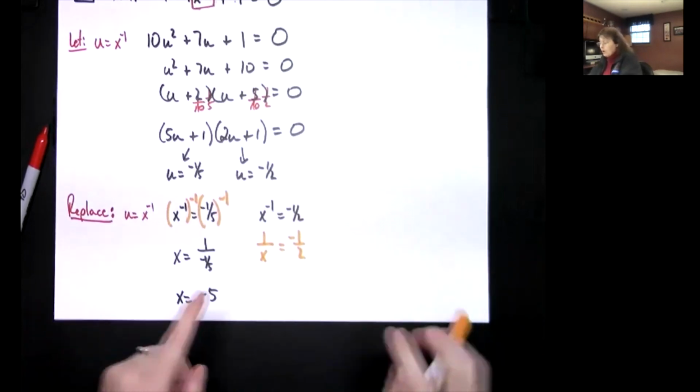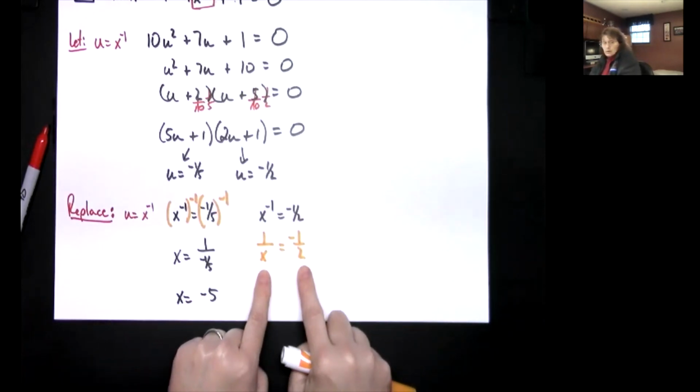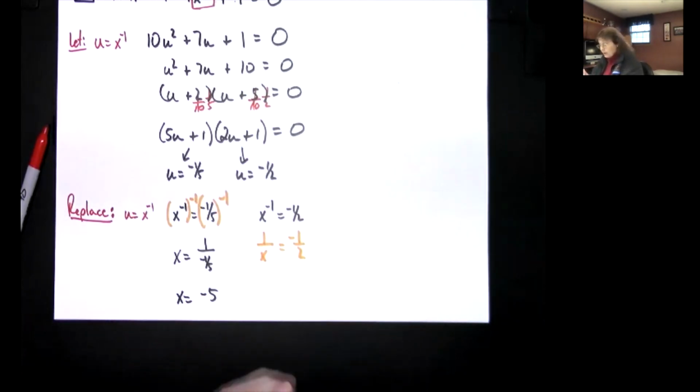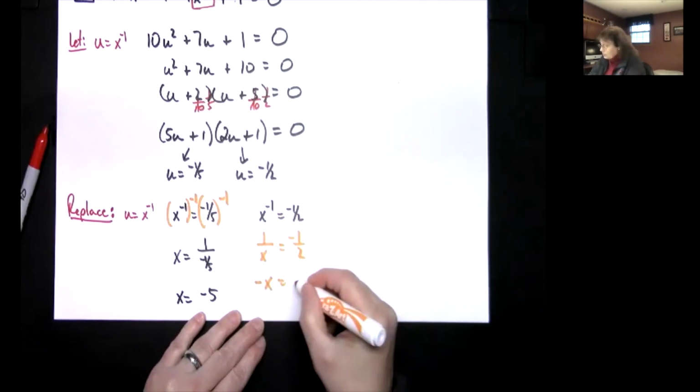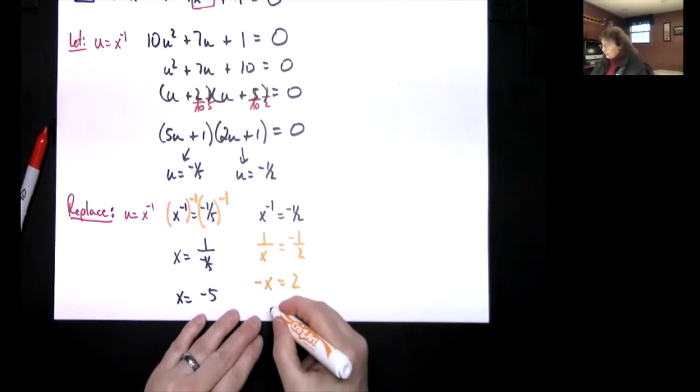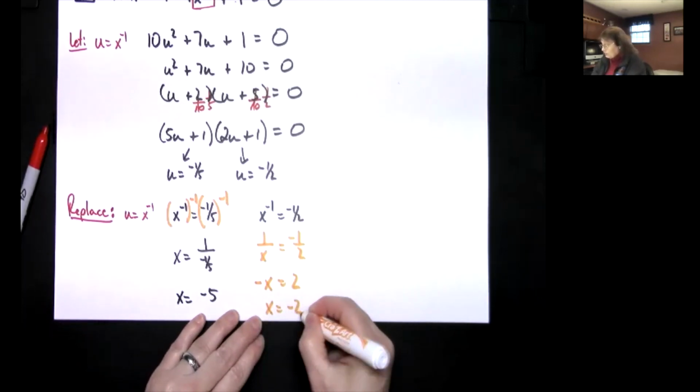Now this is a proportion. I cross multiply down. So negative 1, or negative x, sorry, is equal to 2. Divide both sides by negative 1. x is equal to negative 2.